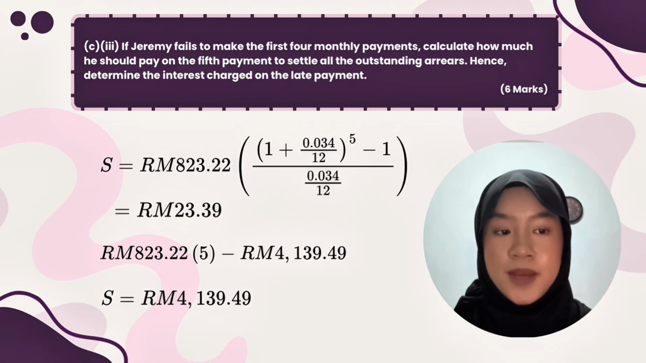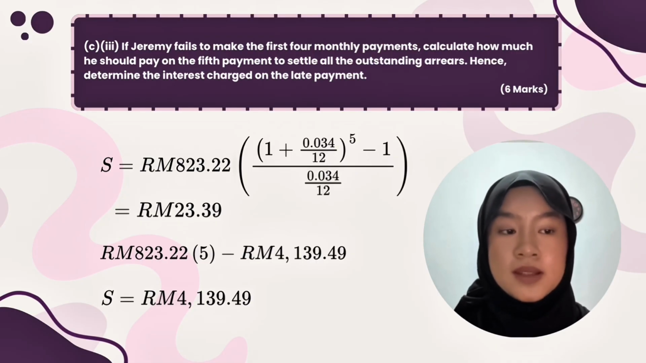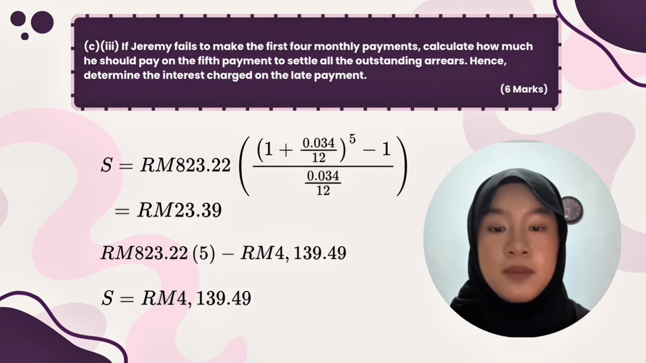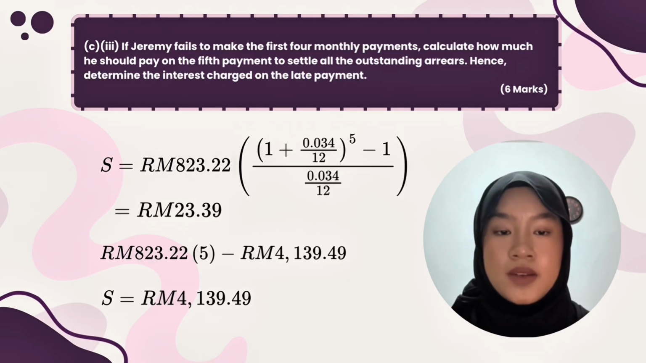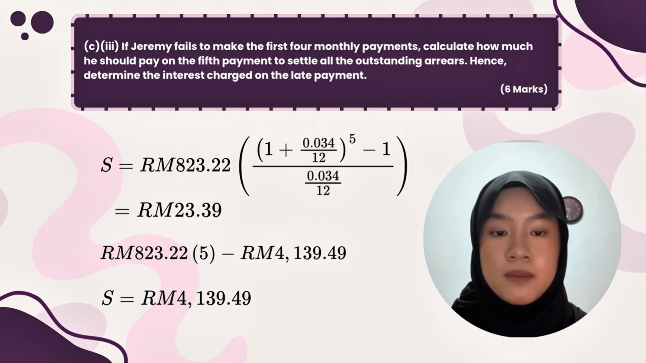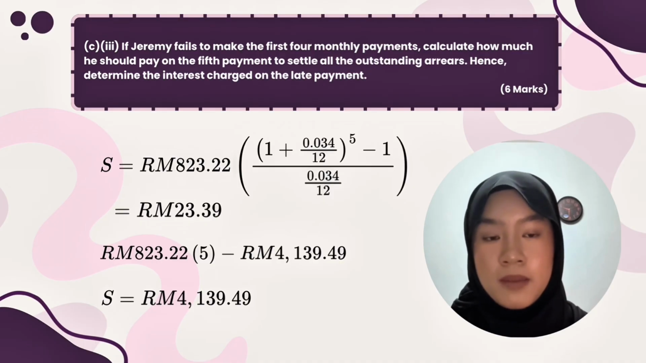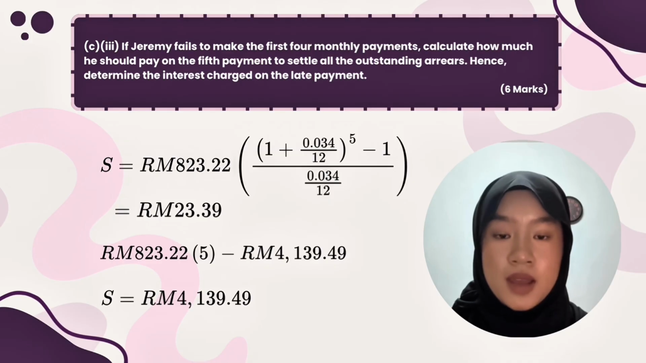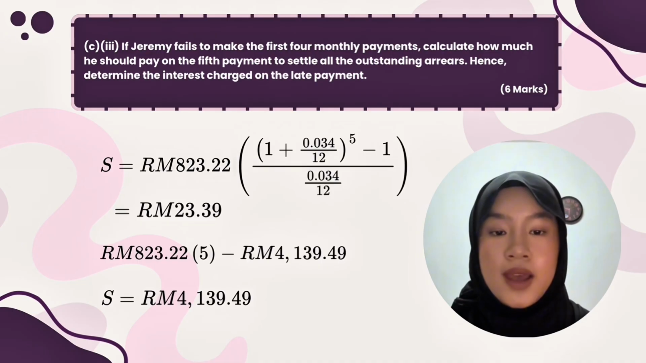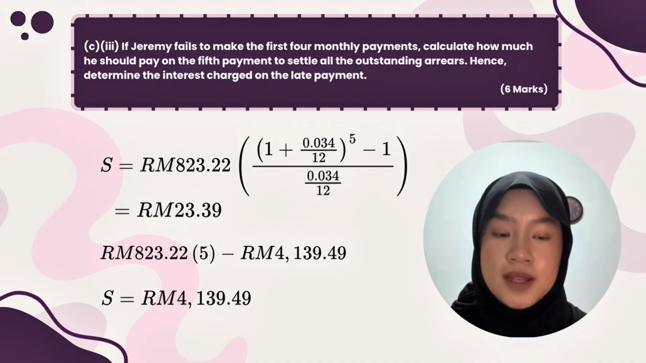Question C3. If Jeremy fails to make the first 4 monthly payments, calculate how much he should pay on the 5th payment to settle all the outstanding arrears. Hence, determine the interest charged on the late payment. First, I use the annuity formula. S equals R multiplied by the bracket of 1 plus k over m to the power n minus 1, all divided by k over m. Next, I identify the values. R equals 823 ringgit 22 cents, k equals 3.4%, m equals 12, and n equals 5.